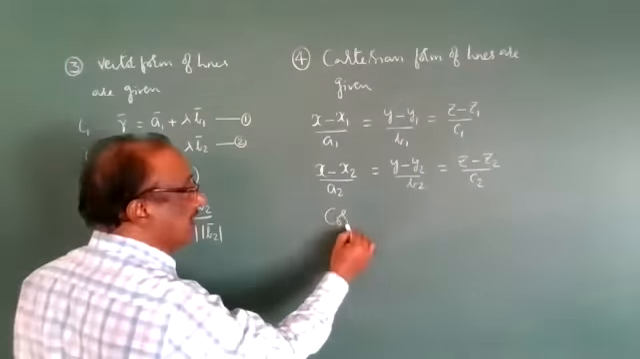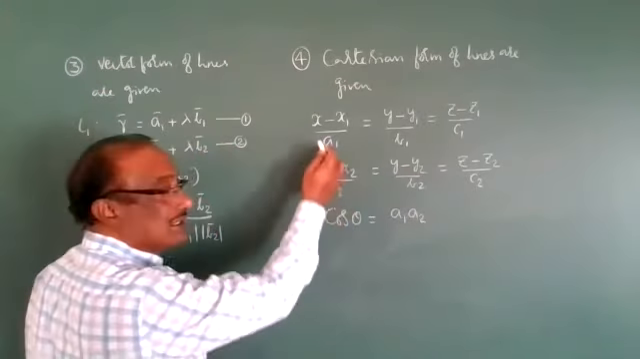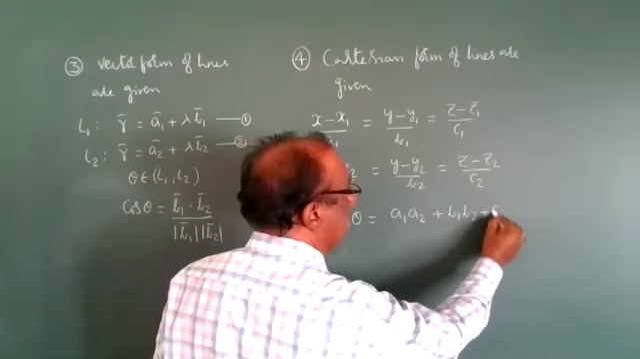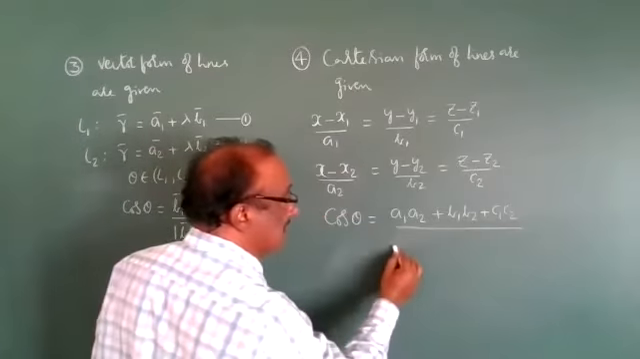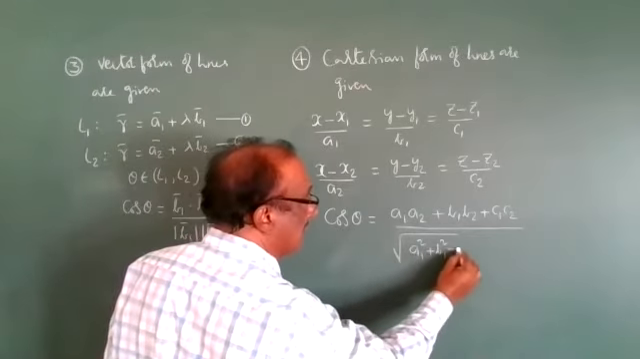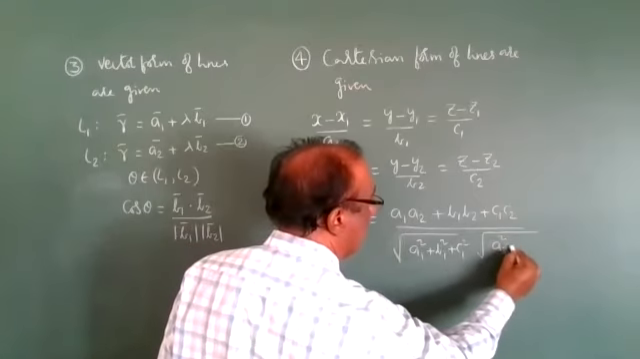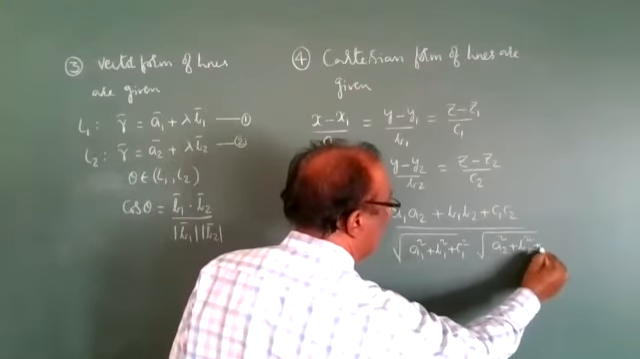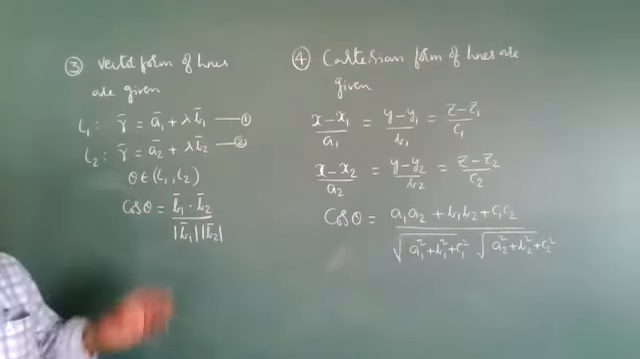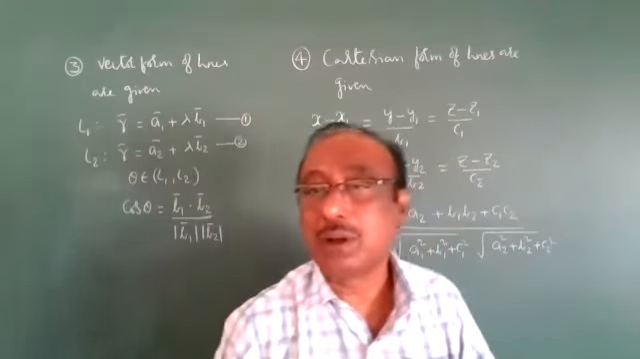So cos theta is equal to the DR products a1 a2 plus b1 b2 plus c1 c2 by the square root of a1 square plus b1 square plus c1 square into the square root of a2 square plus b2 square plus c2 square. These are the four points we are going to remember, and based on these four points we are going to work out the problems.